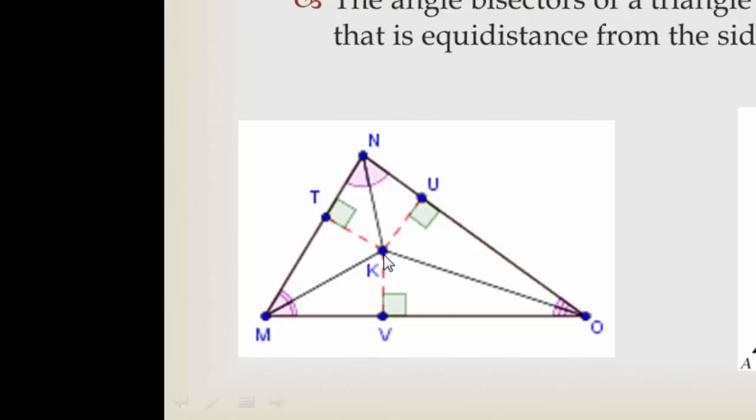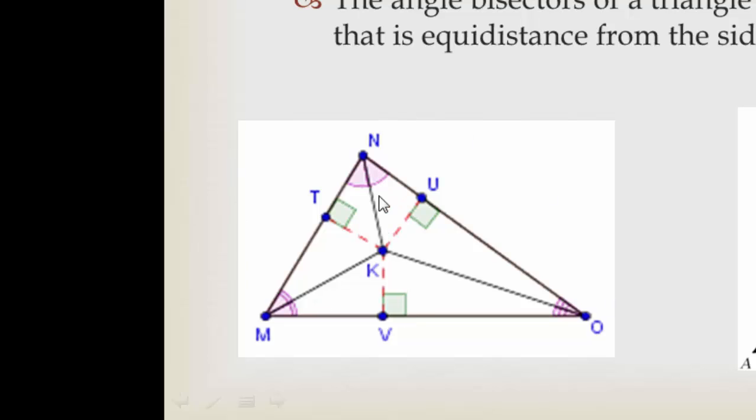Now, if I think about just this part of the triangle, from U to K to V to O, if I know that K lies on the angle bisector of point O, then that means I know it's equal distance from this side of my angle, and it's equal distance from this side of my angle. So this length and this length have to be the same. That's what the angle bisector theorem tells me.